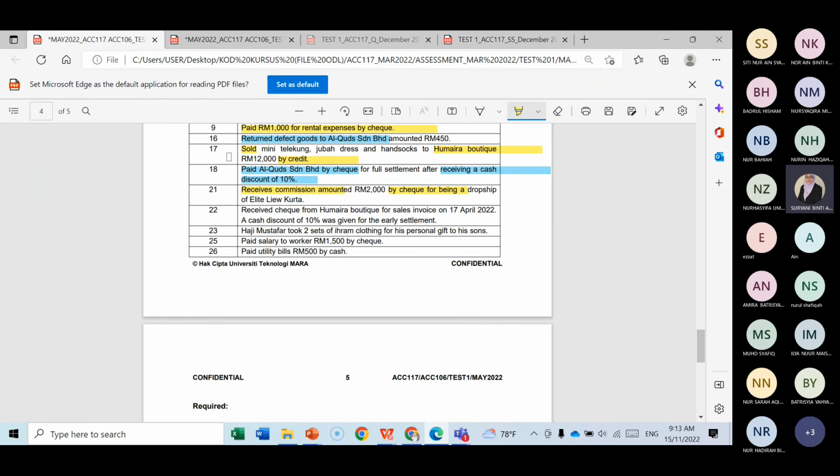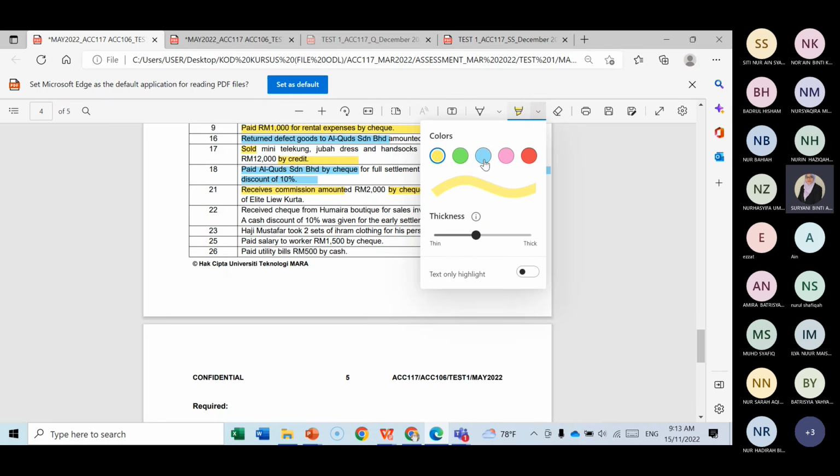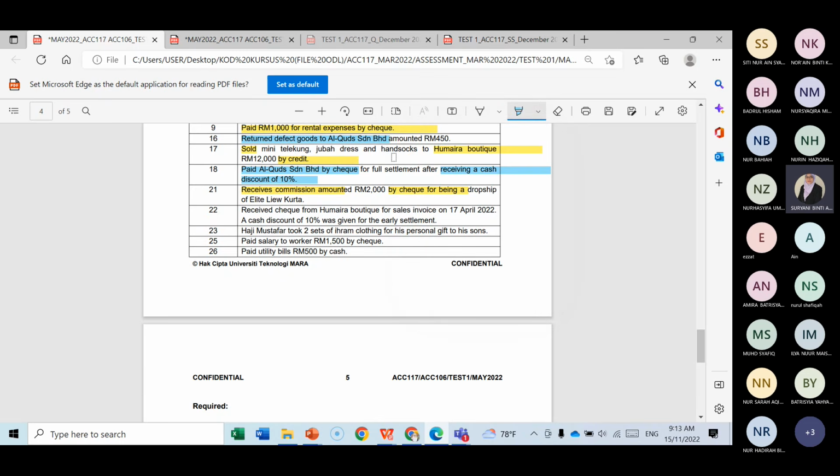On 17 April, you made sales on credit to Humaira, and now Humaira wants to pay you. Okay, and at the same time, you will give her a cash discount because she wants to make early settlement. So in this case, it is more or less the same as the situation for Al-Quds just now. So here, when you receive check, you will increase in asset, okay? And then Humaira's account will decrease. And at the same time, your revenue will decrease because you give discount to Humaira.